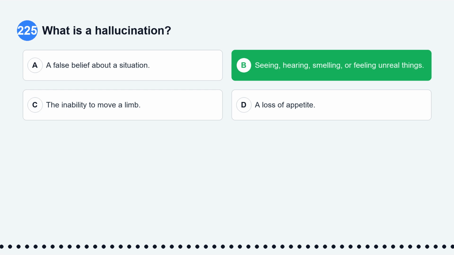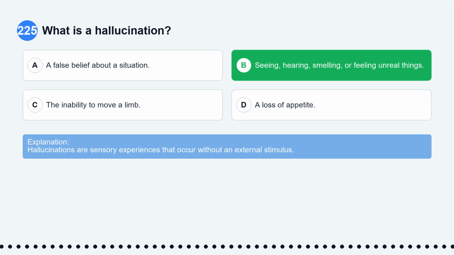The correct answer is option B. Seeing, hearing, smelling, or feeling unreal things. Hallucinations are sensory experiences that occur without an external stimulus.